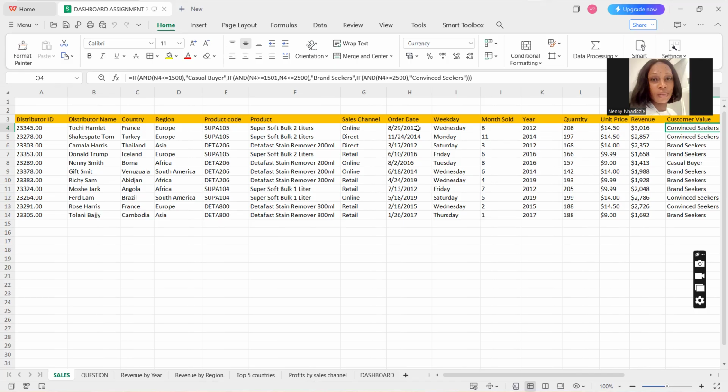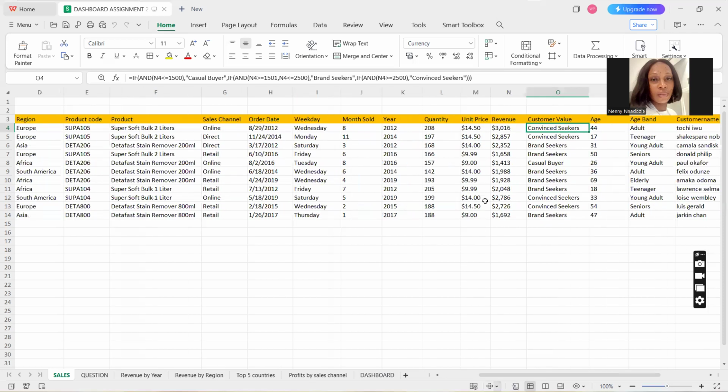Then order dates. The dates span 5 years, but different dates: 2012, 2014, 2016, 2015, 2017, 2019. Then you can see the weekday it was ordered, the month, the years, the quantity that was ordered each day by different people in different countries. Then the unit price per product is here. The revenue generated.